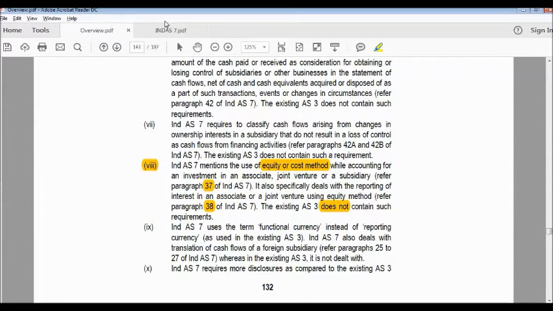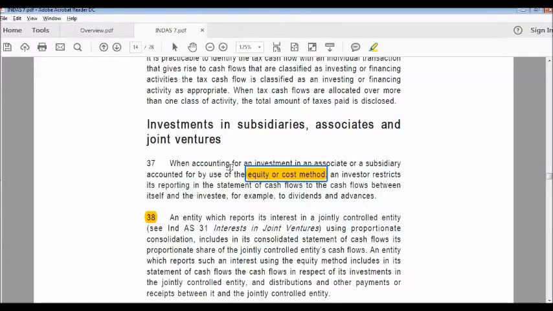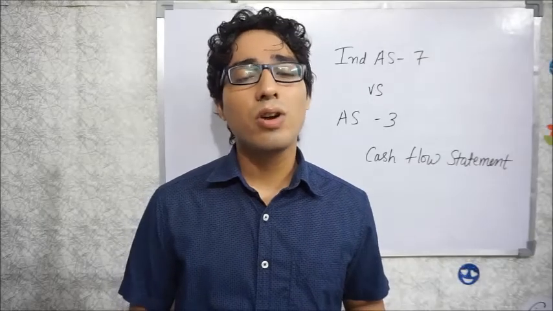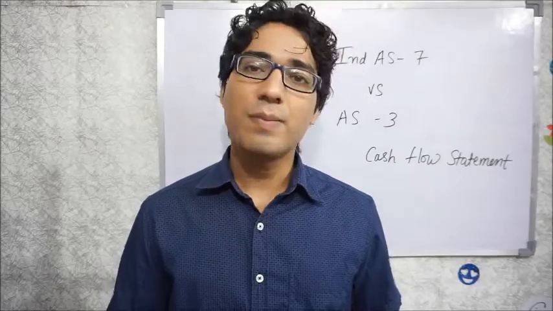In paragraph number 37, when you read it, it says when accounting for an investment in an associate or a subsidiary accounted for by use of the equity or cost method. So the wording equity or cost method is now there in Ind AS 7. Earlier the wording equity or cost method was not presented, and apart from this, paragraph number 38 is also there in Ind AS 7, which was not earlier in accounting standard number 3. Again, this clause may not be relevant for all of you guys, so you can skip.